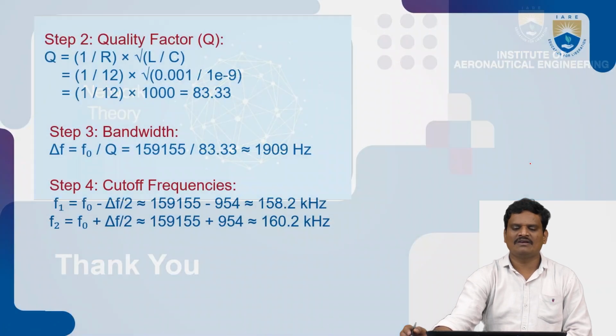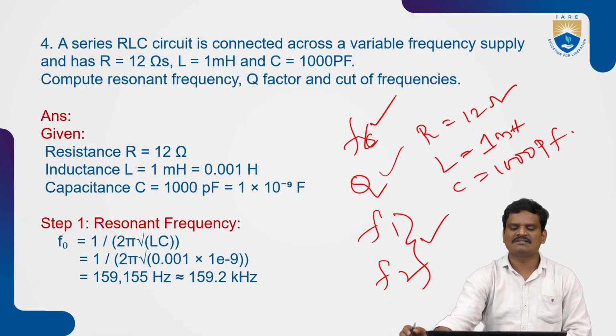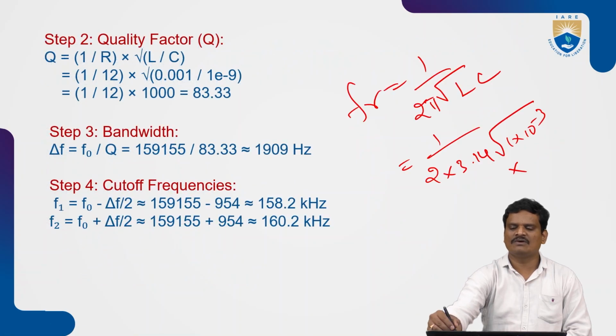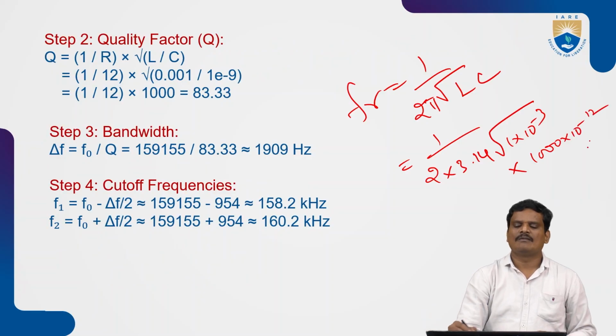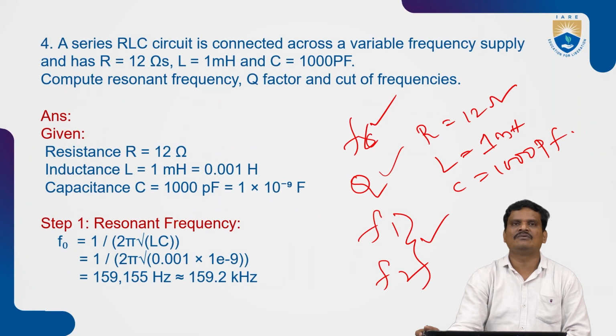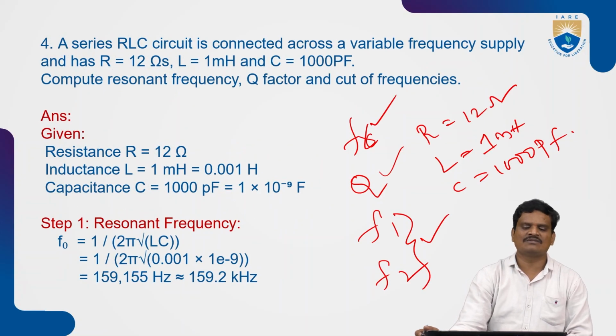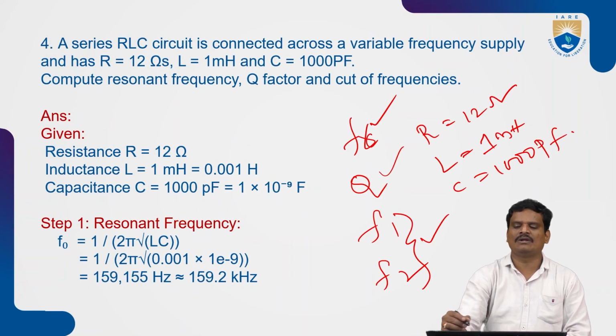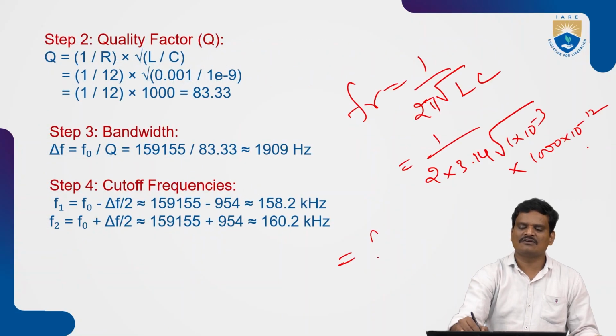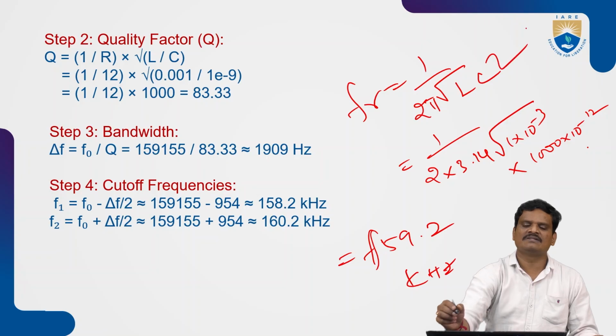And what is the value of C? The value of C is given as 1000 picofarad, which is 1000 into 10 to the power of minus 12. By maintaining the mathematical calculation, you will get the value of F naught as 159.2 kilohertz. The value of FR is 159.2 kilohertz. This is the value of resonant frequency.